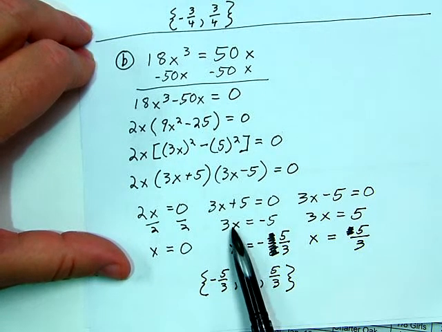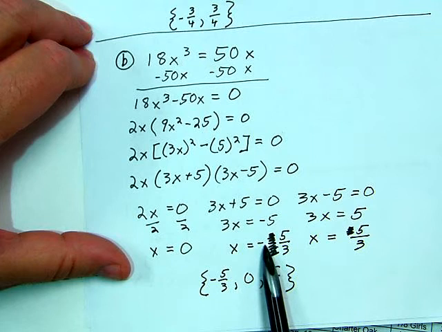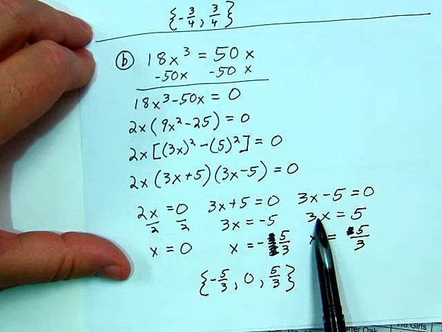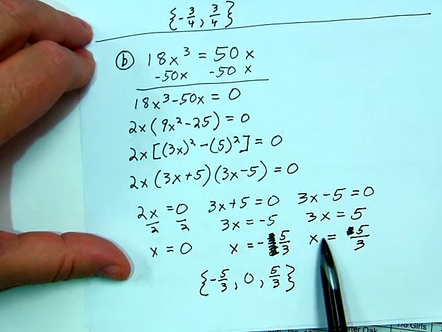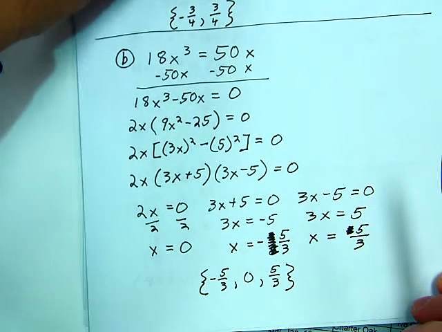In the second one, 3x, I subtract 5 from both sides. Then I divide by 3 and I get negative 5/3 as my answer. Over on the third one, I add 5 to both sides, and then I divide by 3 and I get a positive 5/3. So my solution set is negative 5/3, 0, and 5/3.